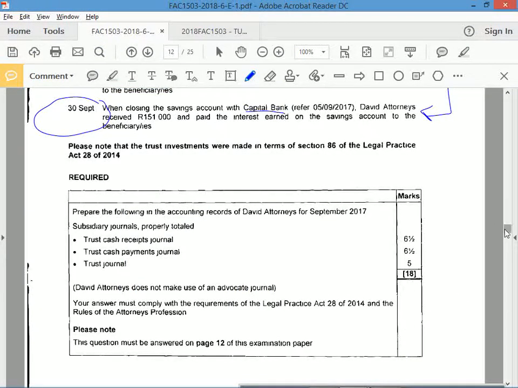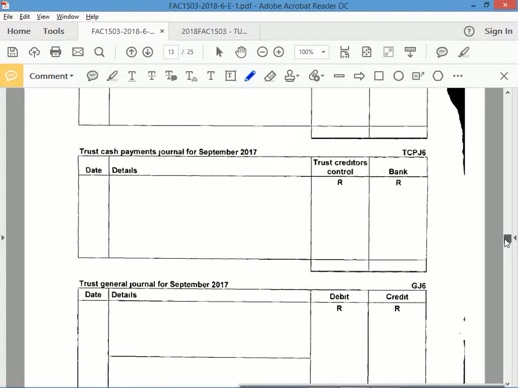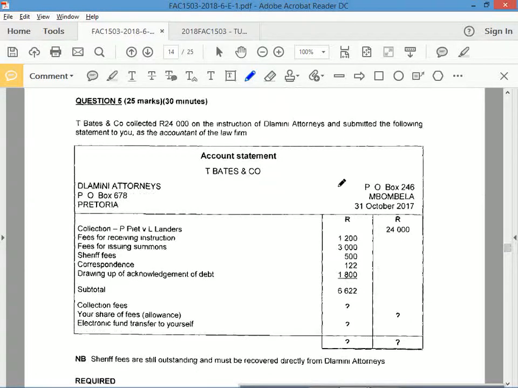Right, great. Last question, number 5. This was out of 25 marks, 30 minutes. Okay, this is quite a long one. This is looking at the correspondence stuff, at T-bets. Remember, this can get quite confusing.